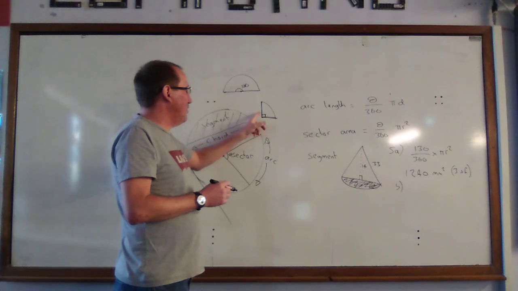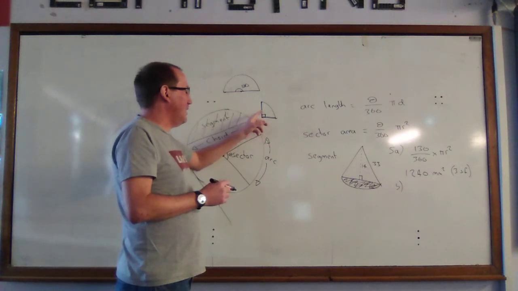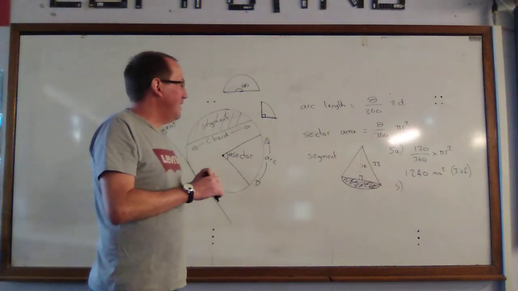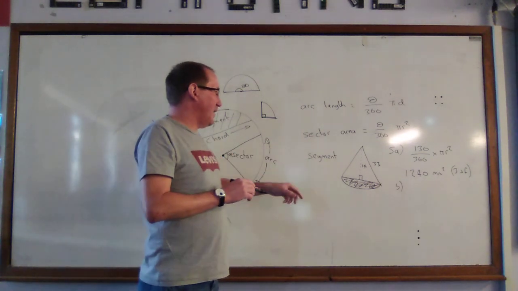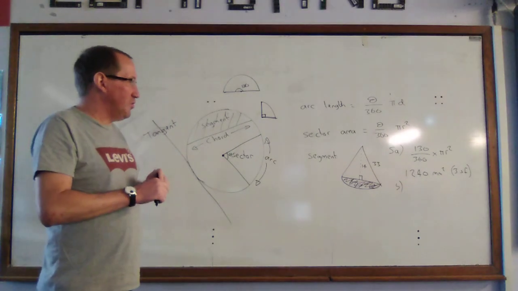On a quarter of a circle, I'd have 90 degrees. 90 divided by 360 is a quarter. A quarter of the whole circumference will give you that one there. Okay, so that's arc length of a sector and the sector area, just by working out fractions of the formulas I use in circles 1.